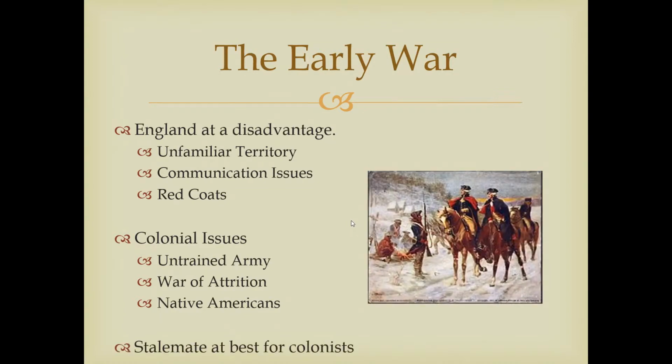And basically, in the early parts of the war, the best that the colonists can hope for is a stalemate. They really don't have any way to truly defeat the British. Basically calling a truce is going to be the best outcome for them, except you have the changing tides that are going to happen pretty quickly.